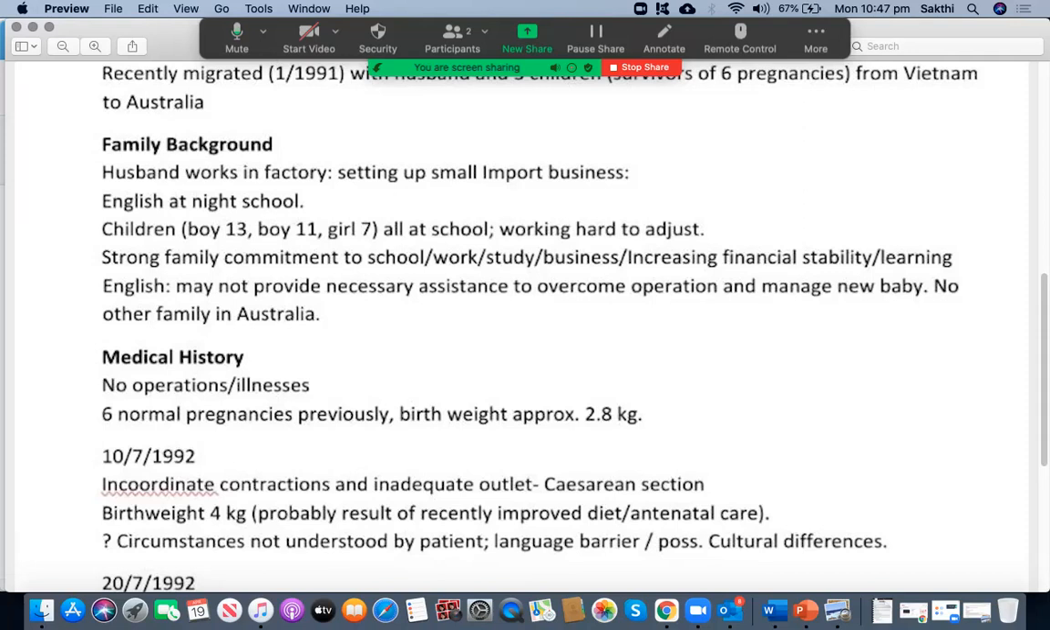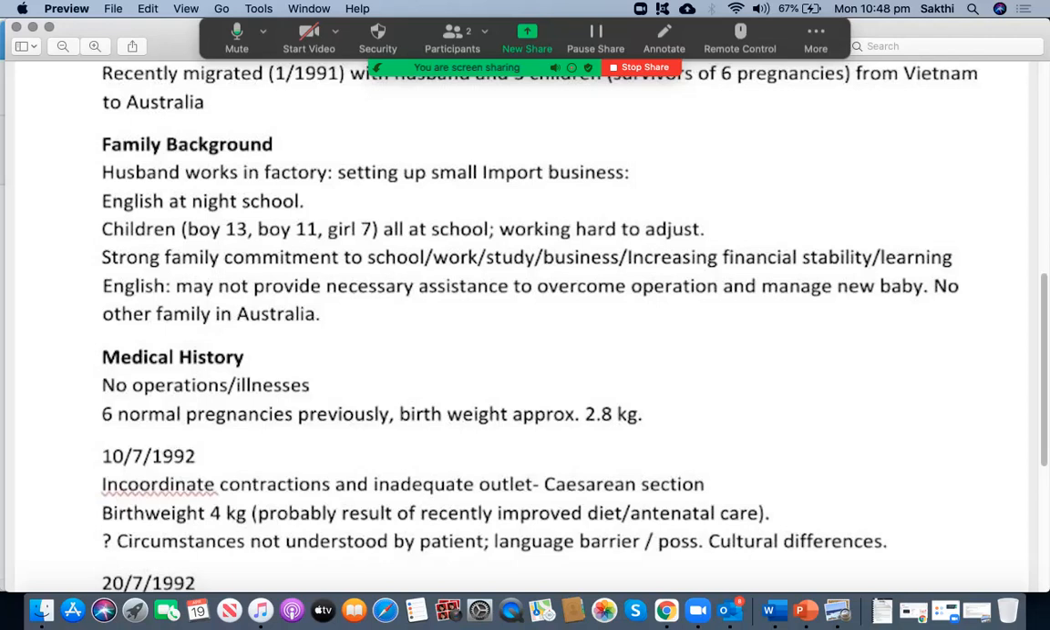Okay. All right, children at school working hard to adjust. That's all right. So you have repeated the same words again and again, like working hard, night school. Strong family commitments, again the same words. That's not good. To school, study, increasing financial stability, learning English may not provide necessary assistance to overcome operation, manage new baby. Okay, you have used again the same thing.